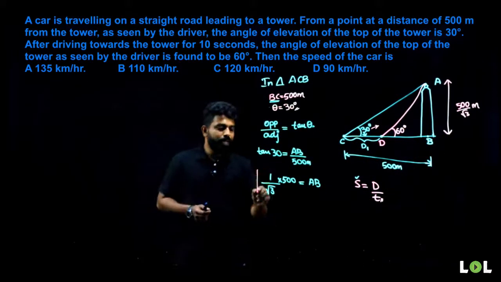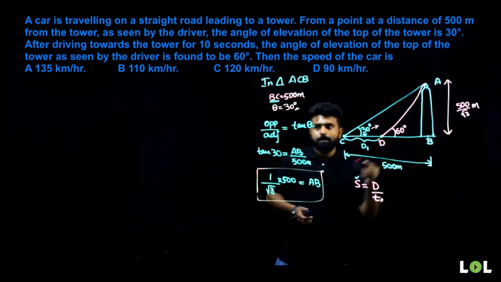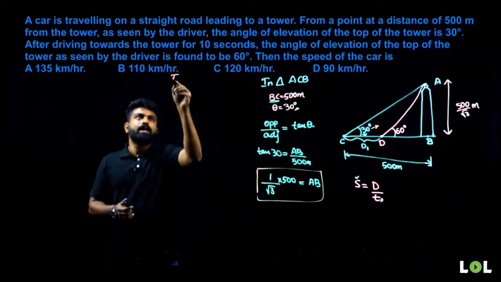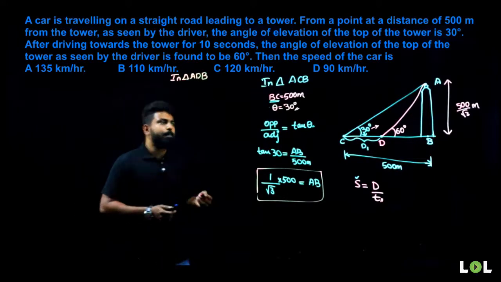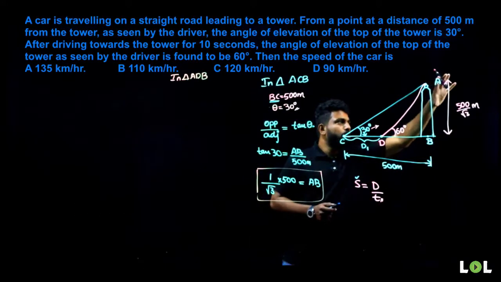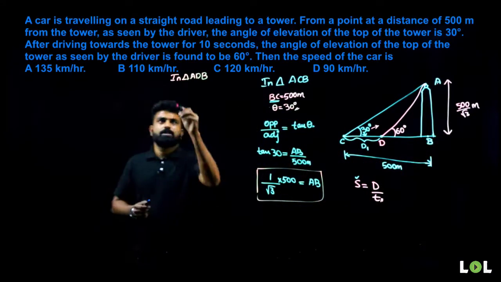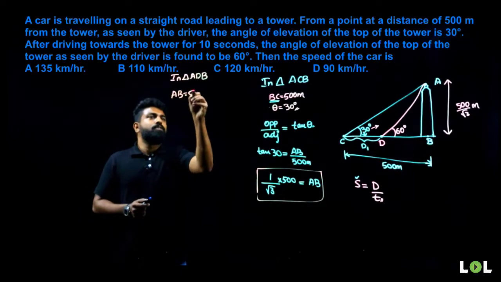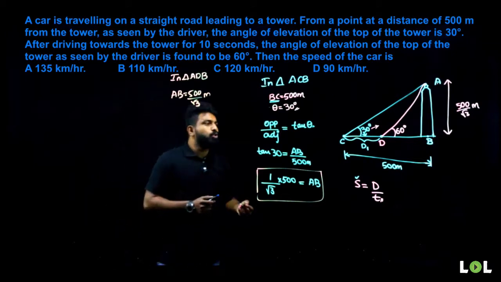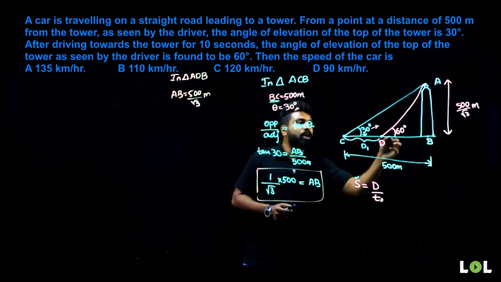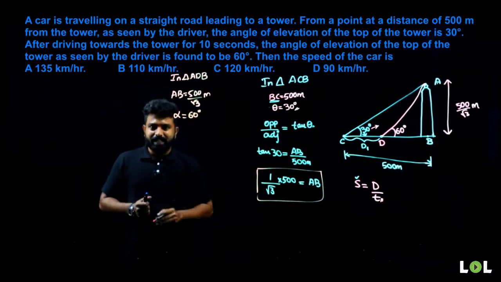Now what I'll do is consider the second triangle, which is ADB. Now I'll solve for that. In triangle ADB, what is happening? What do we know? From this triangle, we know that the height of the tower, that is AB, is 500 by root 3 meters. So what else do we know? We know the value of theta or angle of elevation. In this case, I'll consider it as alpha, that is 60 degrees.